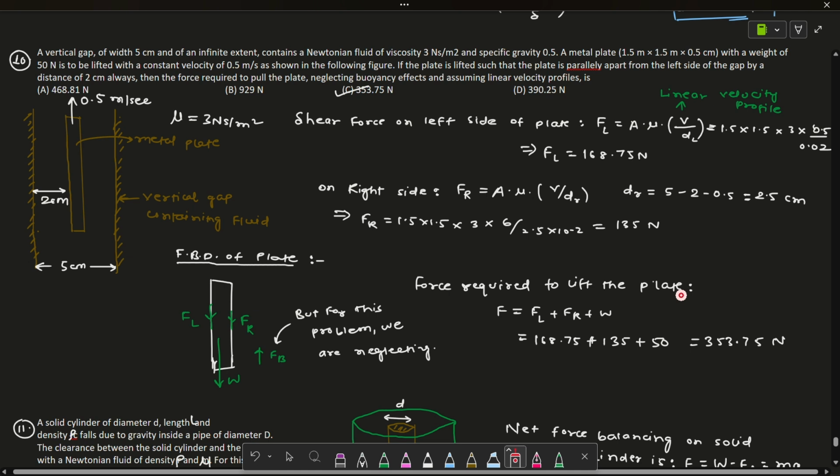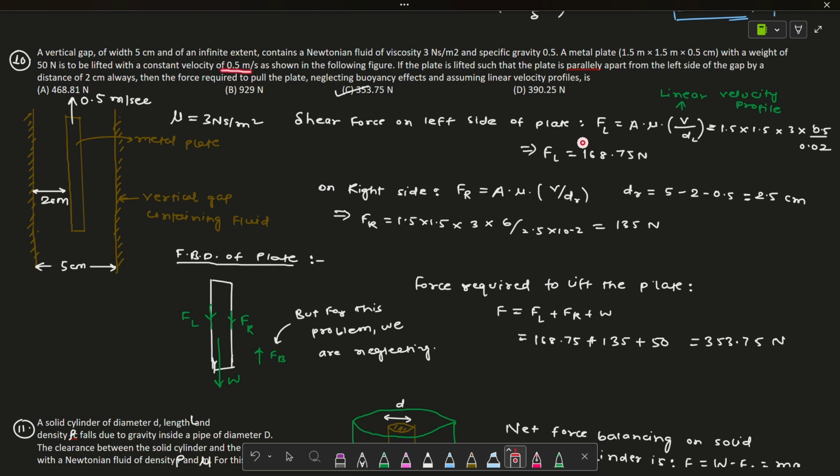Now I'm moving to the next question, and the next question says that two vertical plates are there, I mean two vertical walls are there, and one metal plate is inserted in between this vertical gap, and the vertical gap is containing some fluid. Newtonian fluid, precisely of viscosity 3 Newton second per meter square. The width of that wall, I mean the gap, is 5 centimeter, and the specific gravity of the fluid is 0.5, and then here the dimension of the metal plate is mentioned, and the weight of that metal plate is 15 Newton, and it is asking how much force required to lift this plate with a velocity of 0.5 meter per second.